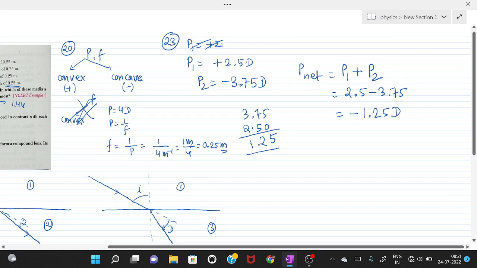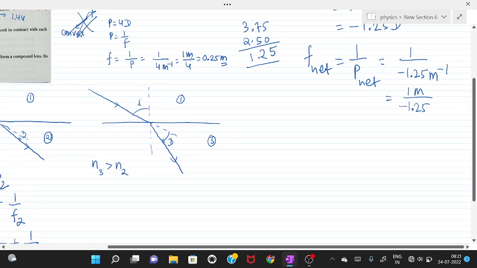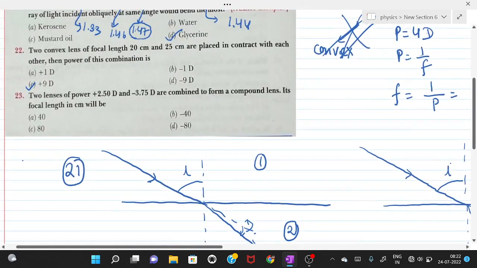Now what is F net? Net focal length will be 1 by P net, and P net is minus 1.25 diopter. Diopter means meter inverse. Now meter inverse will go up, so it becomes 1 meter by minus 1.25. We have to find the answer in centimeter. So 1 meter equals 100 centimeter, divided by minus 1.25. If we simplify this, it comes out to minus 80 centimeter. Let's see the options. For question number 23, option D has minus 80 centimeters. So option D is correct.